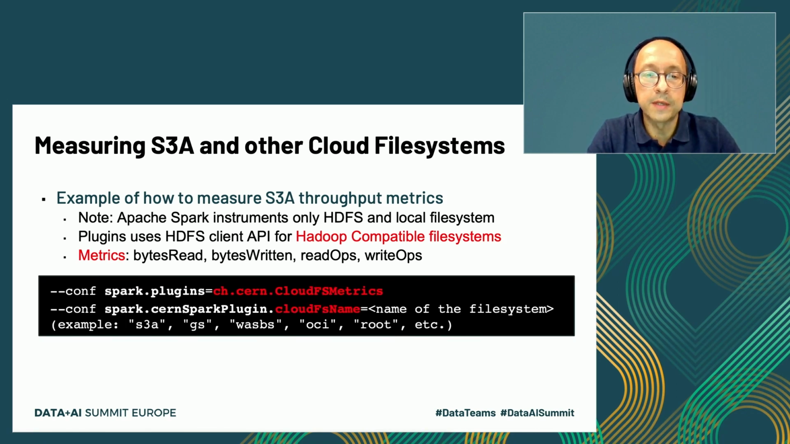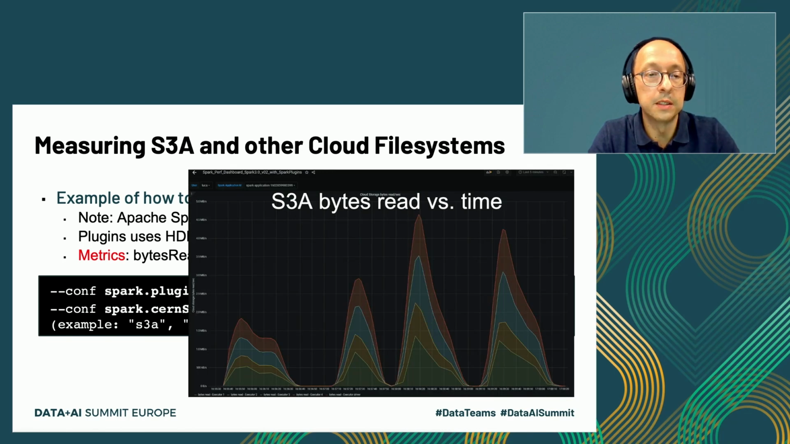The plugin CloudFS metrics, with the additional parameter CloudFS name, allows you to monitor these metrics for any cloud file system, for example S3A, GS, or any other. And then from the Grafana dashboard, we will see, for example, the number of bytes read from S3 over time. The different colors represent the different executors, so we can also drill down on that. If we move the mouse in Grafana over the data, we can see the exact values and the time when they were measured. We can also correlate this, and it's not shown here, with the SQL execution ID or job ID or stage ID.